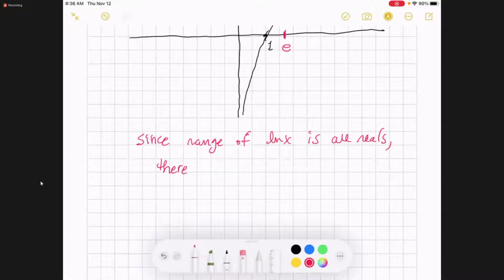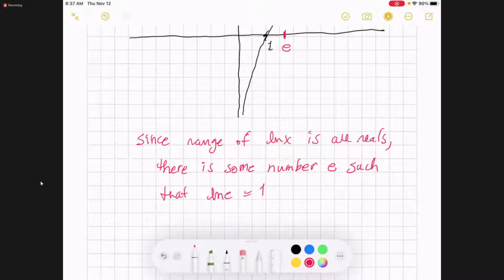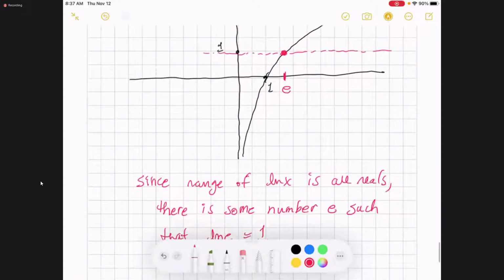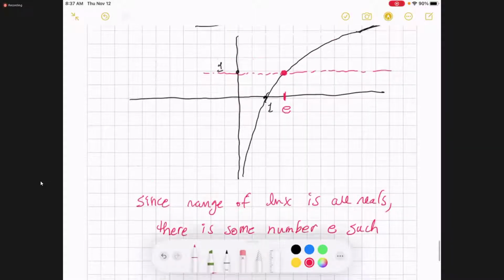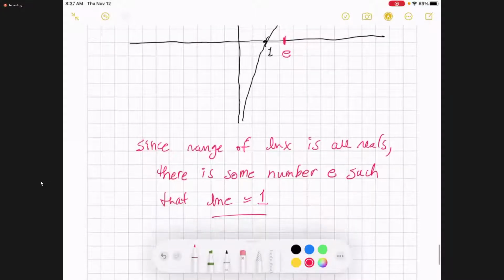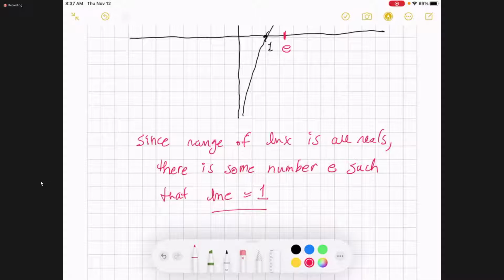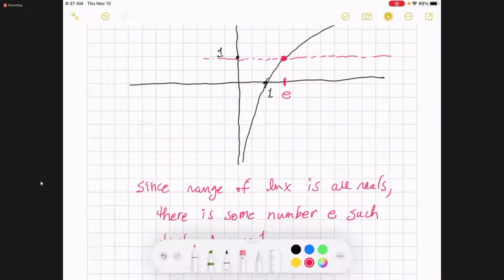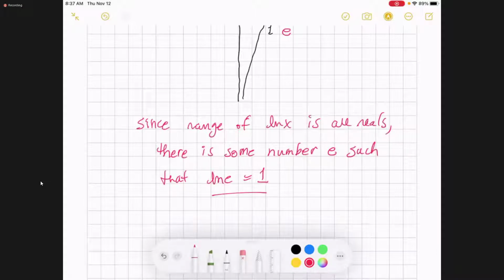There is some number E such that ln of e is 1. And, well, you could use the intermediate value theorem to prove this, okay? So there's this number e such that ln of e is 1.